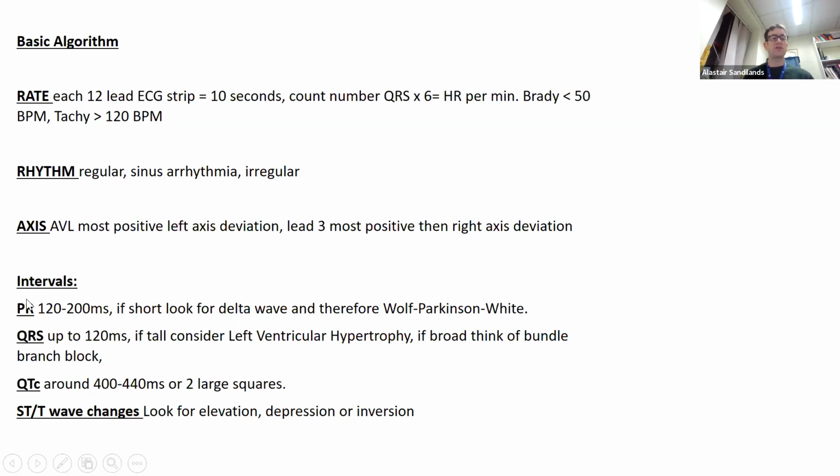We then move to the intervals, the PR interval, 3 small squares, up to 5 small squares. If the PR interval is short, look for a delta wave, and therefore Wolff-Parkinson-White. The QRS being up to 3 small squares wide. If it is broad, then think of bundle branch block. If the R wave is very tall, then consider left ventricular hypertrophy. The other place to look at is lead 1 and AVL if the R wave is tall. We talked about the QTc being roughly 2 large squares. And then lastly, what we're concentrating on this evening are any ST-T wave changes.